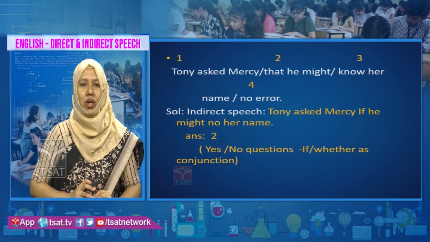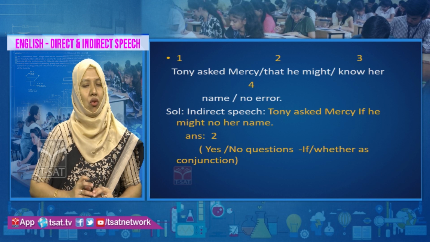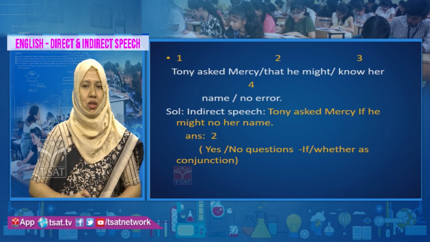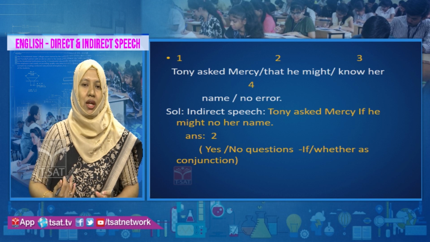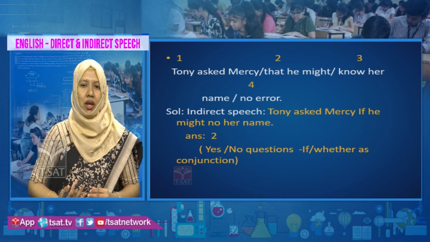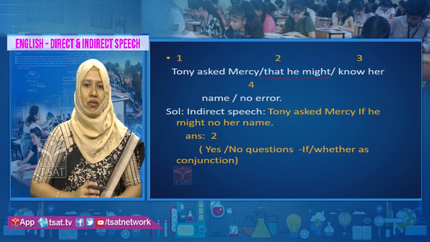Next question. Tony asked Mercy that he might know her name, or no error. Always remember in indirect speech we change. Tony asked Mercy, he is asking something. So when we are asking, we use if or whether. The conjunction that is not used. If he might know her name. So there is a mistake in the second part of the sentence.